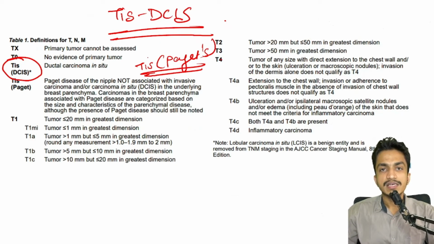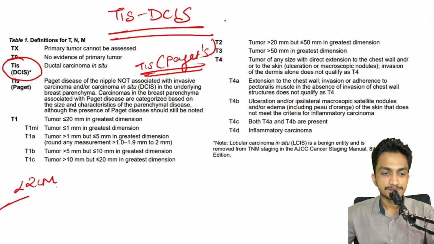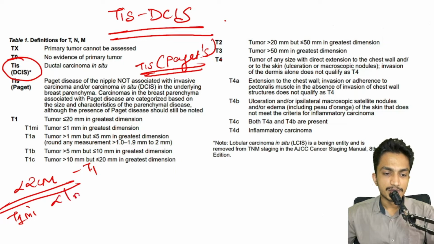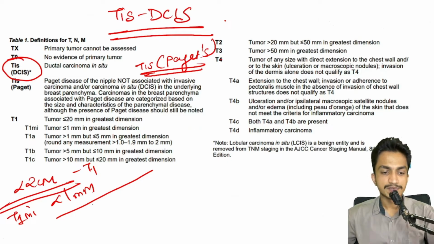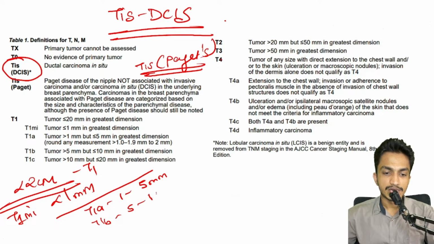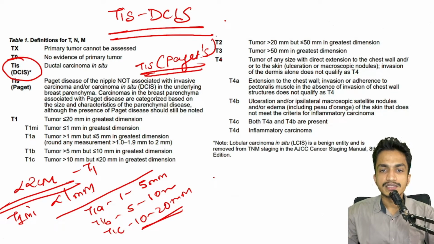Now, if there is a breast mass which is less than 2 centimeters, that is T1. In that, if it is less than 1 millimeter, it is T1mi, that is the micro tumors. T1a is 1 mm to 5 mm. T1b is 5 to 10 mm and T1c is 10 to 20 mm. If it is 2 to 5 centimeter, then it is T2. If it is greater than 5 centimeter, then it is T3.